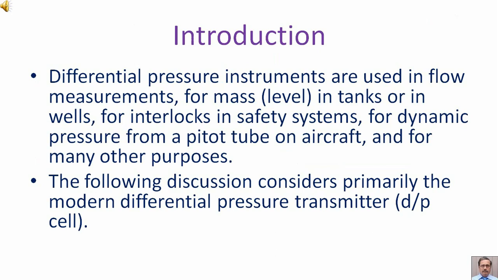Introduction. Differential pressure instruments are used in flow measurements for mass, that is level, in tanks or in wells, for interlocks in safety systems, for dynamic pressure from a pitot tube on aircraft, and for many other purposes. The following discussion considers primarily the modern differential pressure transmitter, that is DP cell.